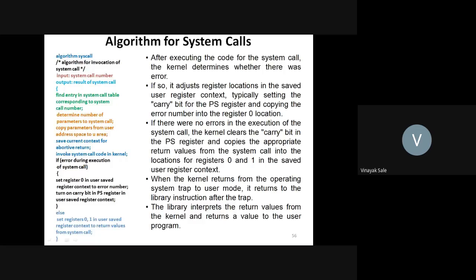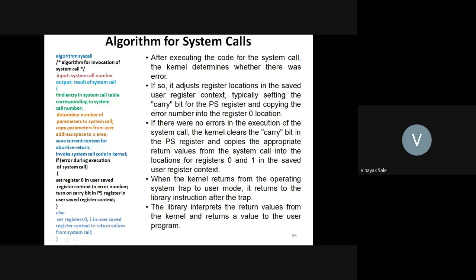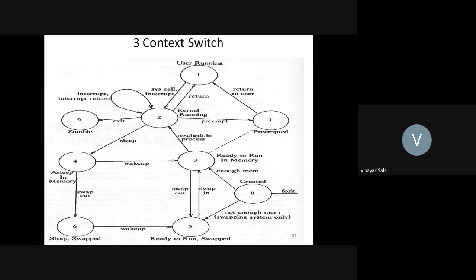When the kernel returns from the operating system trap to user mode, it returns to the library functions after the trap. The library interprets return values from the kernel and returns the value to the user program. See this figure carefully. This figure is the process state transition diagram. See this figure carefully once again.